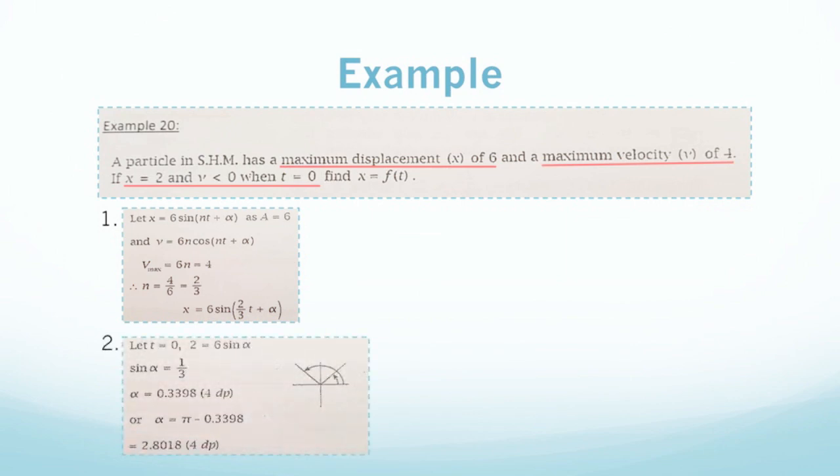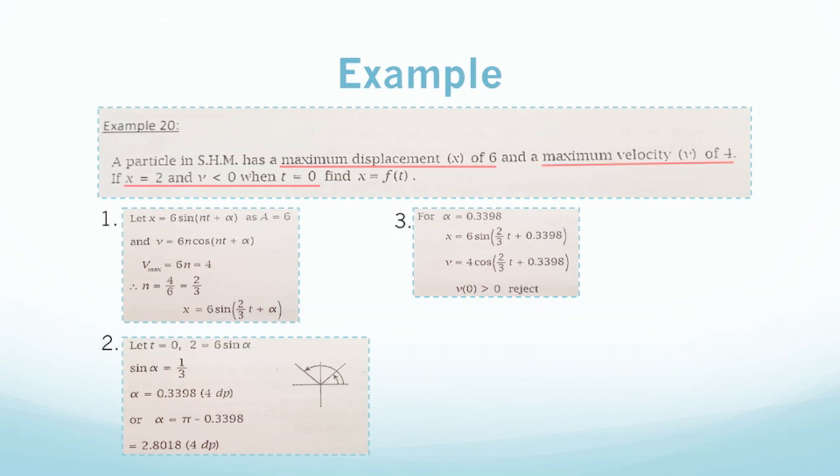Right now, we are looking for alpha. We'll let t equal 0, and x will be 2. So 2 equals 6 sin alpha, and sin alpha will be equivalent to 1 over 3. Since there are two positive quadrants for sine, the first and second, we'll have two values for alpha. To find the actual value, you'll have to substitute the value in to see whether the velocity is more or less than 0 when t equals 0.